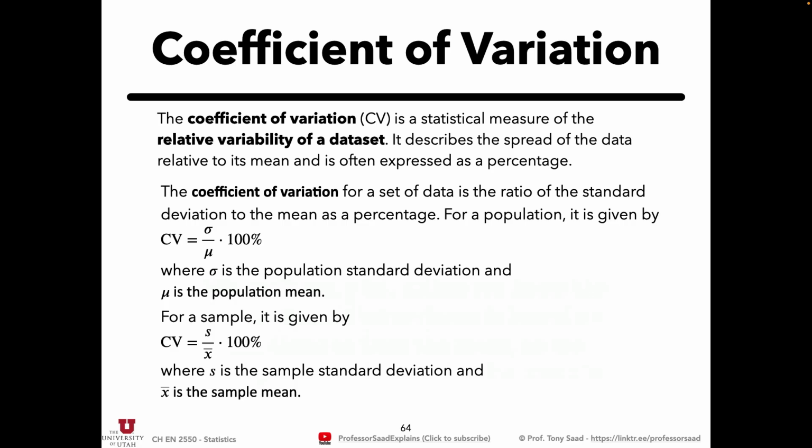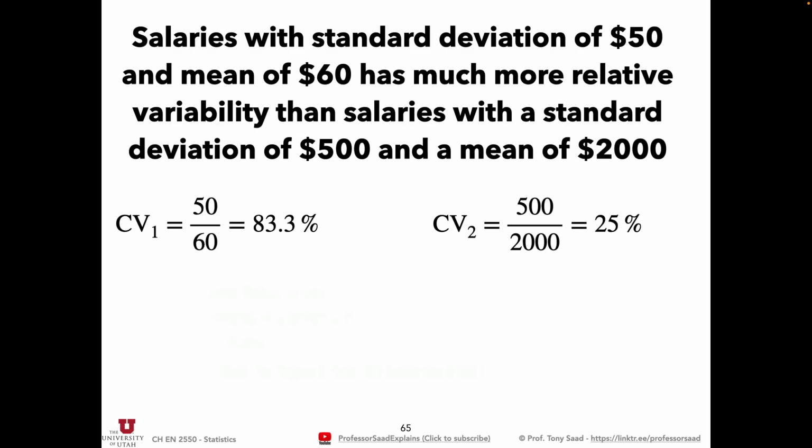So that's called the coefficient of variation. Let's take this example again. Salaries with a standard deviation of $50 and a mean of 60 have much more relative variability than salaries with a standard deviation of 500 and a mean of $2,000, right? The variability from this calculation is 83%, and for the second set of salaries it is only 25%. So if you were to normalize these graphs and plot them on the same scale, one of them is going to be wider than the other, okay? So we have to bring them back to a relative measure.